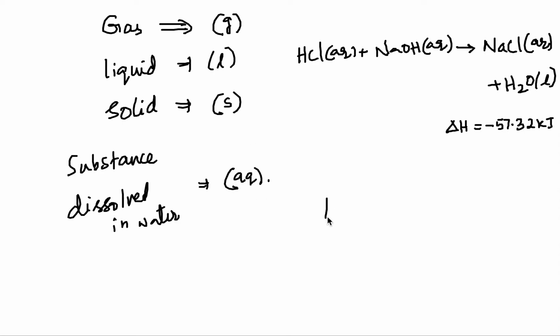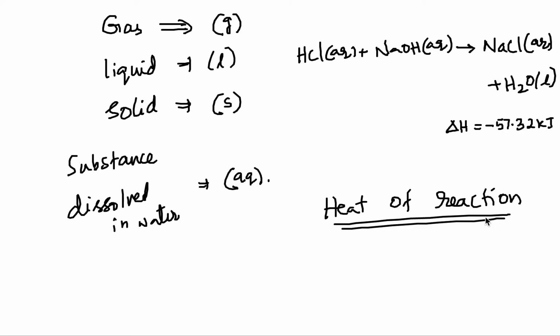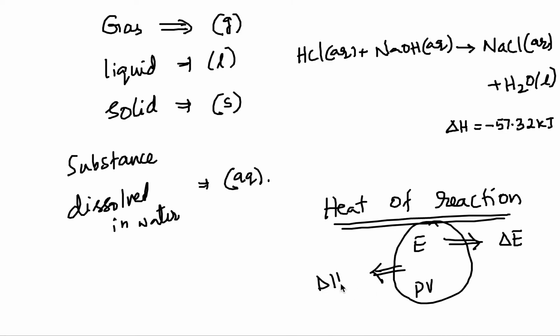Now, enthalpy of reactions. So heat of reaction. The energy changes involved in a reaction can come from internal energy and the PV term. If the reactions are done at constant volume, the heat of reaction is expressed with delta E, and if the heat of reaction is expressed at constant pressure, we use delta H. So in a more general way, heat of reaction is generally expressed as enthalpy of reaction.